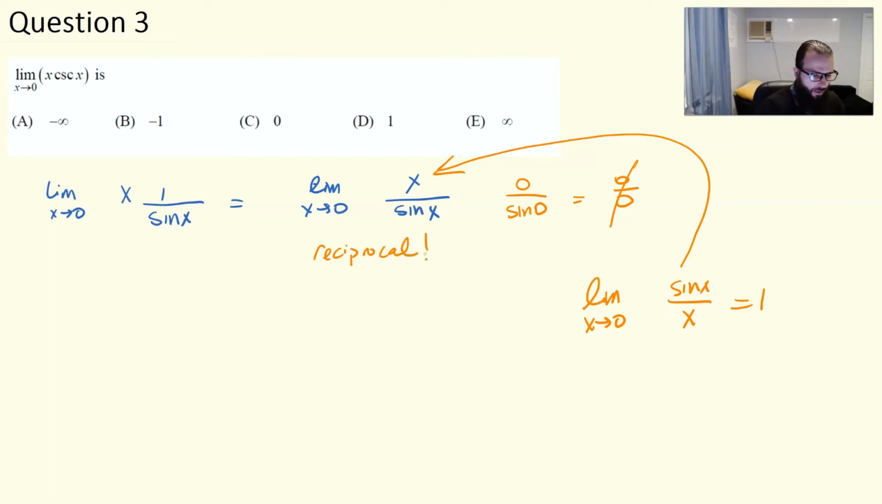So the reciprocal of 1 is also 1, and then we know that the limit as x approaches 0 of x over sine of x is also 1, or 1 over 1, again, reciprocating the 1 just yields 1 again. So the answer is choice D.